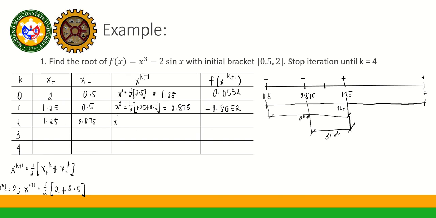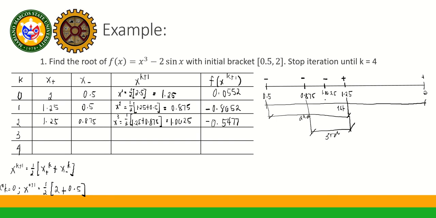So, our x raised to 3, kasi nasa 2 na tayo na k, so 2 plus 1 is 3, equal to 1 half times 1.25 plus 0.875. And this is equal to 1.0625. And if we plug this sa function natin, our f of x raised to 3 is equal to negative 0.5477. Okay, so this is 1.0625 and this is negative.